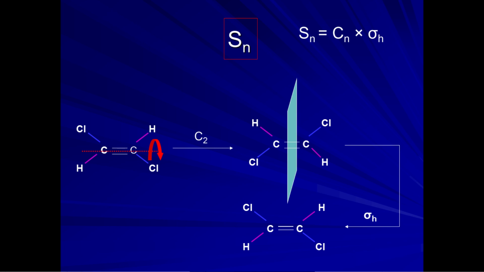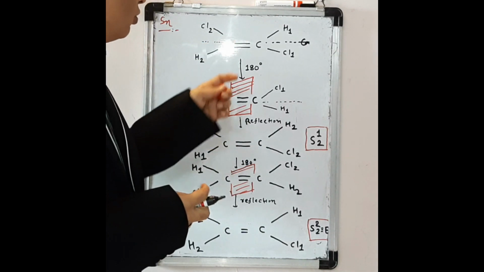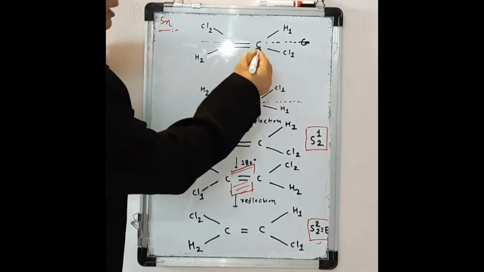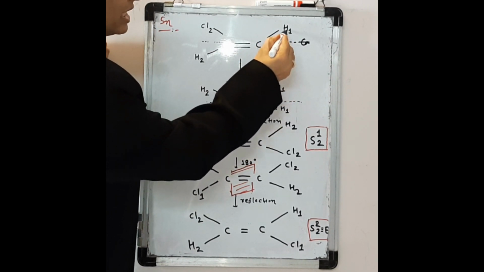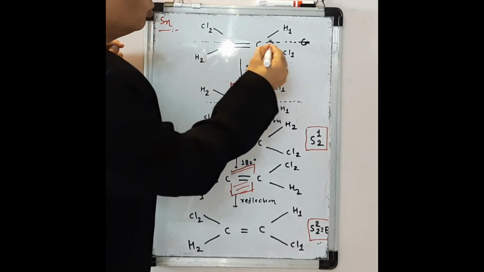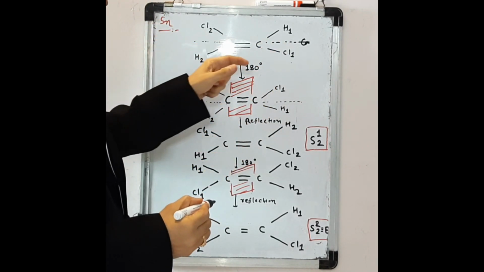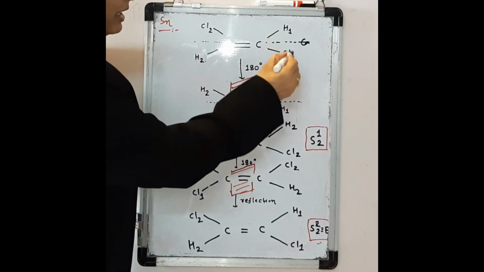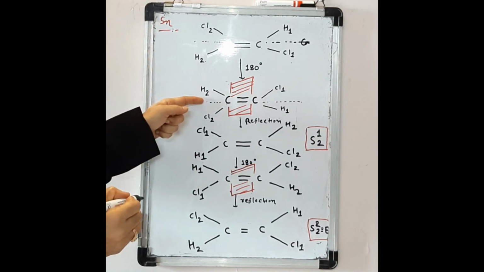The same thing can be explained using this board. This is your trans-ethylene dichloride or 1,2-dichloroethylene. This contains 2 carbon atoms, and each carbon atom is attached with a hydrogen and a Cl atom. This is named as H1, this is Cl1, this is H2, and this is Cl2. This is the line which passes through the 2 carbon atoms. If this molecule is rotated by 180 degrees about the axis, then H1 is shifted to Cl1 and H2 is shifted to Cl2. So you will get the resulting configuration.